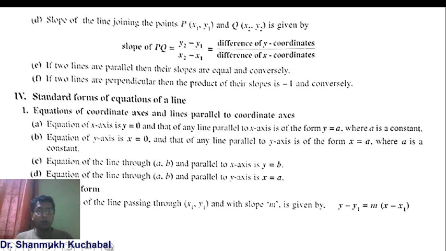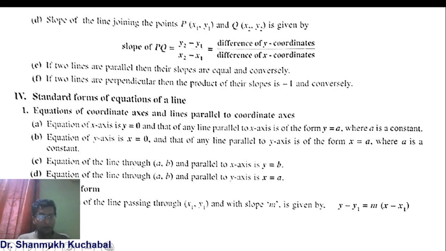Next, the slope of the line joining the point P (x1, y1) and Q (x2, y2) is given by a formula using the coordinate system. Using the process of differentiation we can find a slope, called first order differentiation. So slope is dy by dx, or else slope is tan theta. If you use the coordinate system, then the slope of P and Q is given by (y2 minus y1) divided by (x2 minus x1).